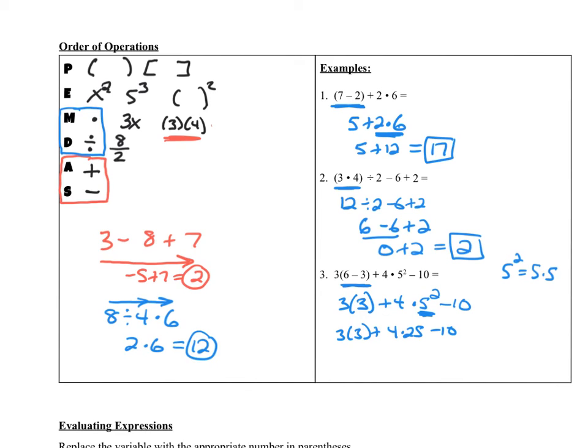Okay, so I rewrote the problem again. Now, there are 2 multiplication problems here, and multiplication would come next. So I can do both of those multiplications in this step. So 3 times 3 would be 9, and 4 times 25 would be 100. And now, since all I have left is addition and subtraction, I'm going to do these left to right. So 9 plus 100 is 109, minus 10 is 99.